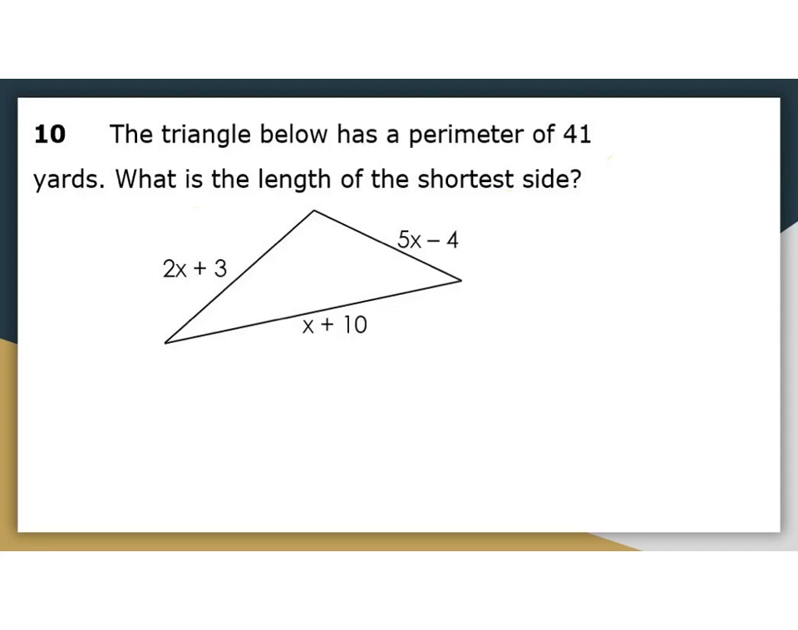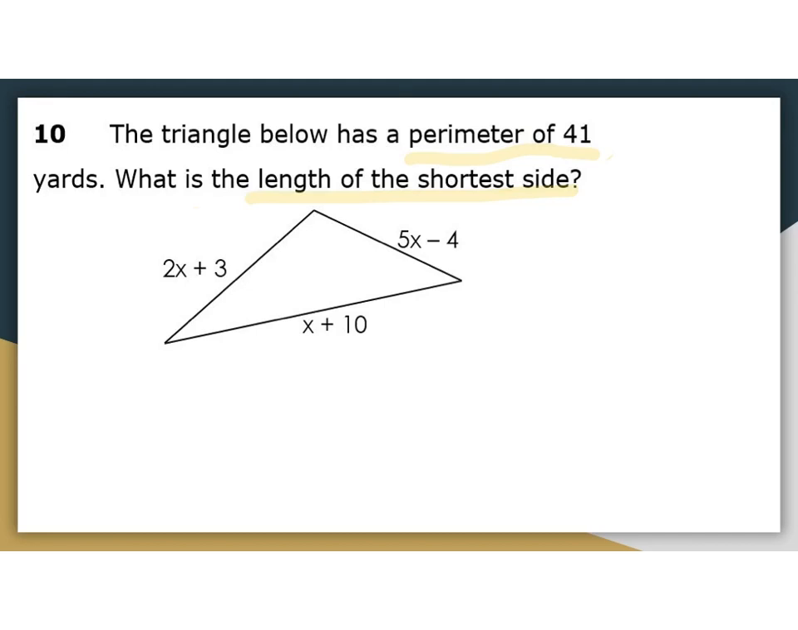So here in question 10, we're being told that the triangle has a perimeter of 41 yards. What is the length of the shortest side? So perimeter, once again, is adding up all the sides. But instead of just solving for x, we have to go back and answer what is the length of the shortest side. So we're going to solve for x and then substitute it back in to see what each side comes out to.